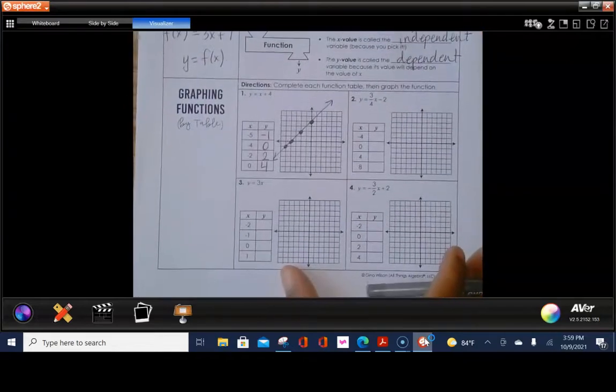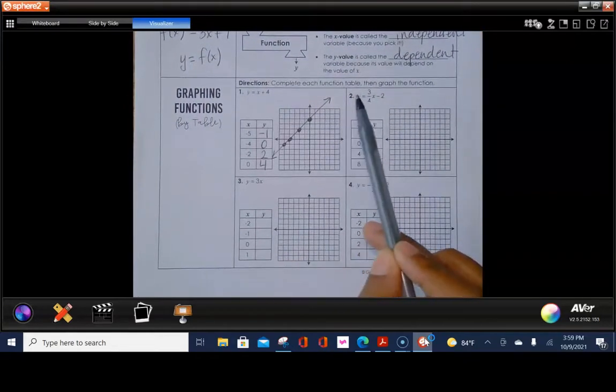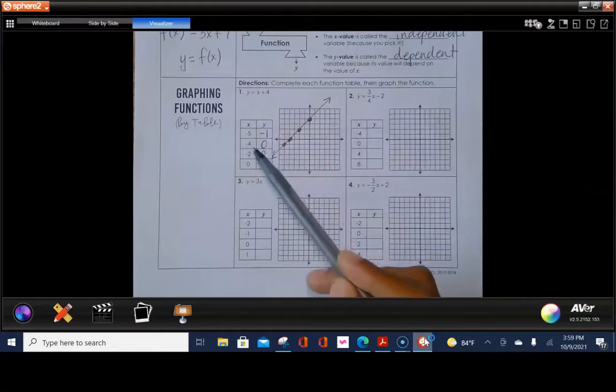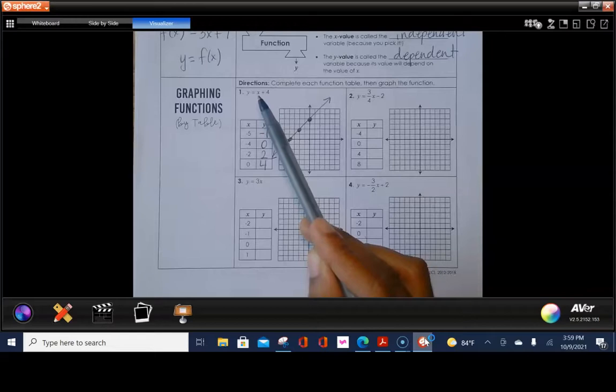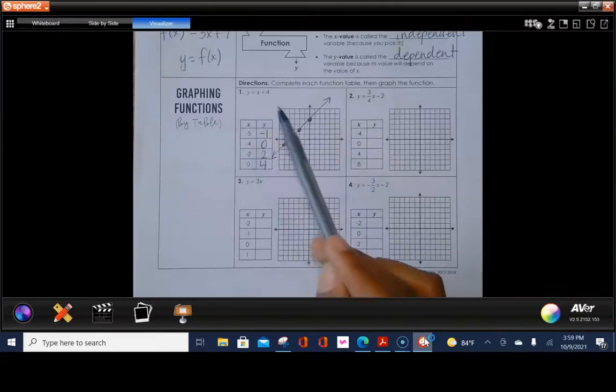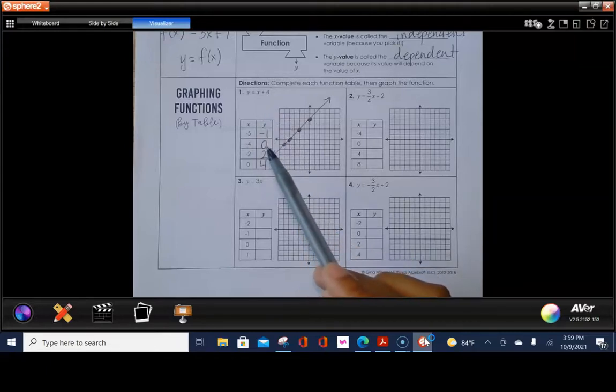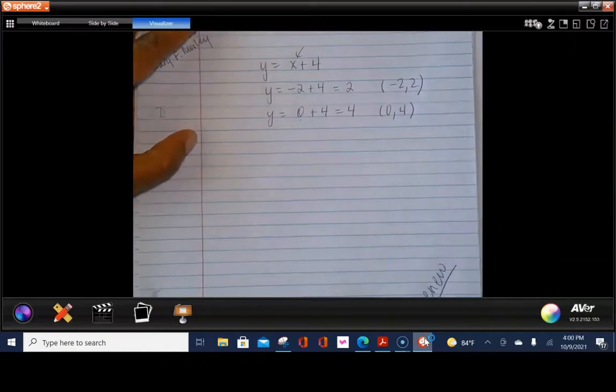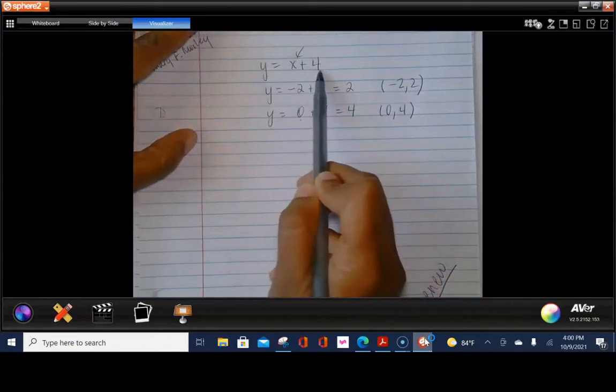Now I'm going to go to actually graphing. Complete each function table, then graph the function. They wanted us to plug in -5 into x right here, because these are our x values, which is my domain. I'm plugging in -5. -5 plus 4 is -1. I plug in -4. -4 plus 4 will give me an output of 0. And if you're wondering where I'm getting this from, here's your function: y is equal to x plus 4.